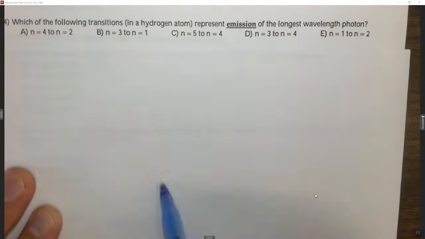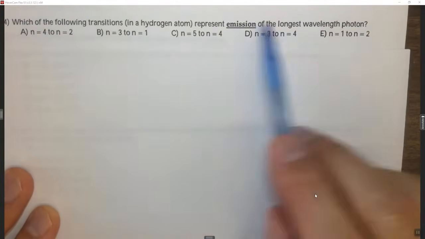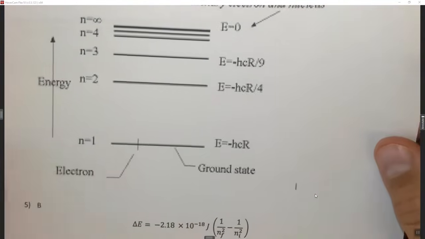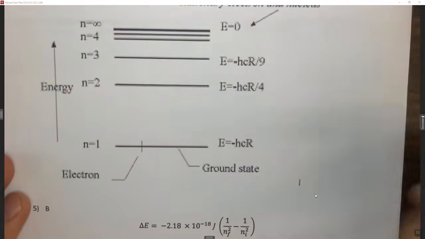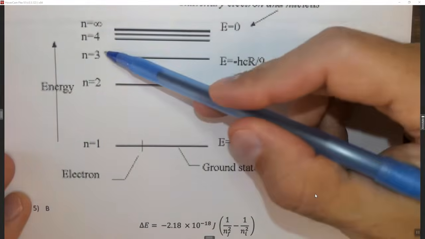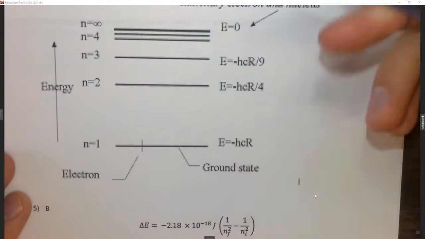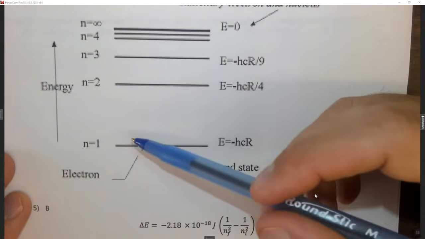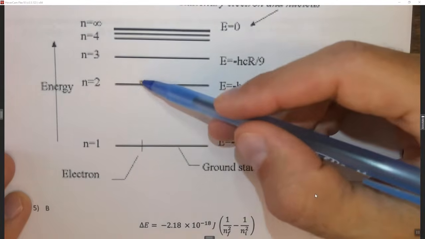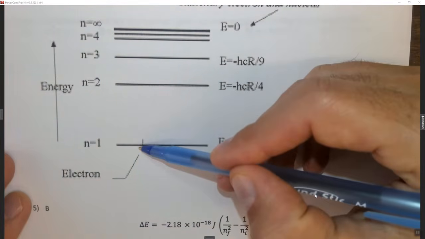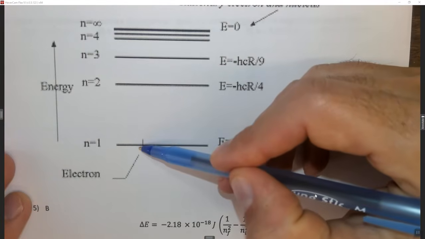Question 4 says, which of the following transitions in a hydrogen atom represent emission of the longest wavelength photon? In order to think about this, we need to think about this type of diagram right here, where we essentially have n equals 1, n equals 2, n equals 3, n equals 4, all the way up to n equals infinity. And what's happening here is if an electron falls from a higher energy level, say n equals 2, down to n equals 1, it will emit a photon.